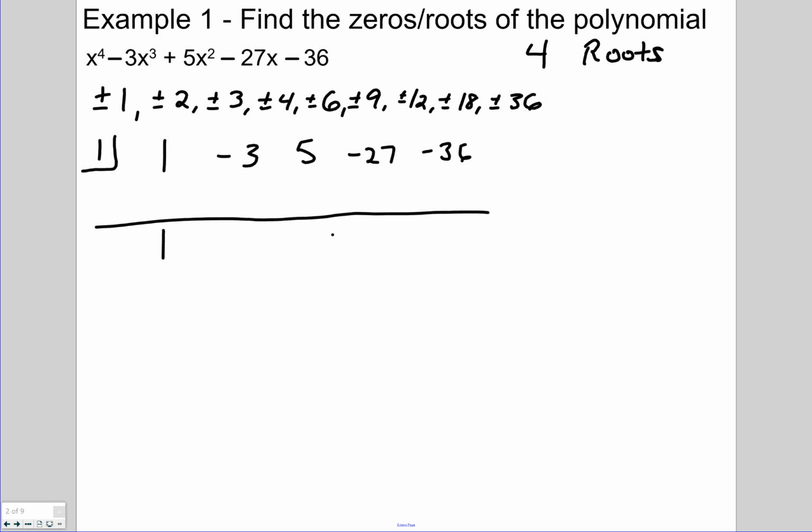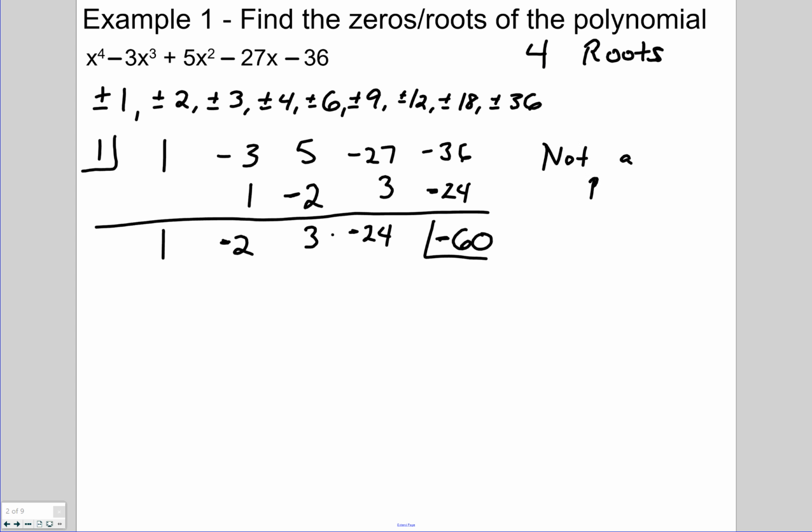Bring down the 1. 1 times 1 is 1. Negative 3 plus 1 is negative 2. Negative 2 times 1 is negative 2. 5 plus negative 2 is 3. 3 times 1 is 3. Negative 27 plus 3 is negative 24. Negative 24 times 1 is negative 24. And sadly, this is not 0. So this is not a root.